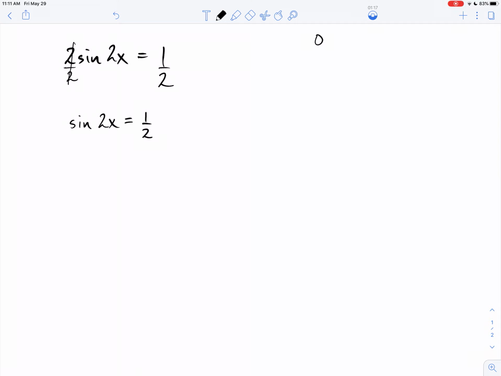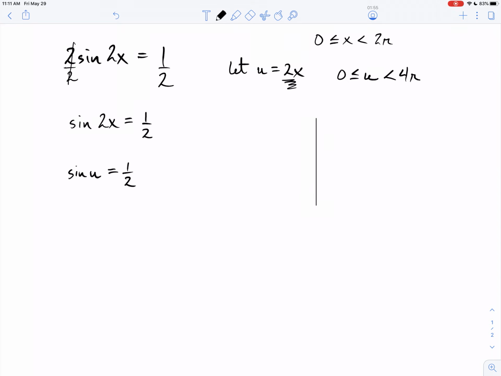And remember, they want my answers to be between 0 and 2 pi. So I think, well, let's do this trick again. Let u equal 2x. Then the answers I'm going to look for are going to be double that. So I'm going to look between 0 and 4 pi. But I don't draw a squiggly sine graph to find this one. This says sine of u equals 1/2, and that's when I think reference triangles. So I'm going to be drawing a reference triangle.